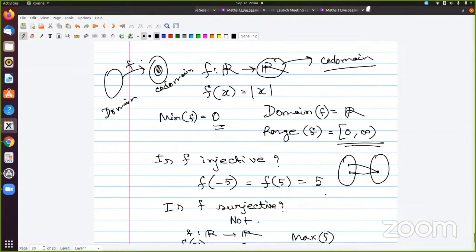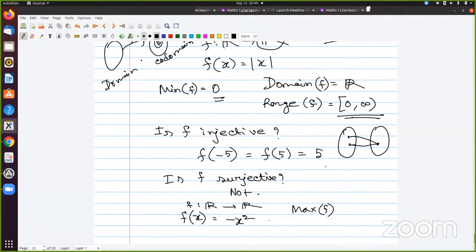Clear? Yes. Okay, f(x) equal to minus x square. What is the maximum value? 0. So have you got an example where we can find a maximum value? Here we don't have any minimum value, right? It can go to minus infinity. So here the maximum is 0. So here the range is minus infinity to 0. Sorry, this should be open.